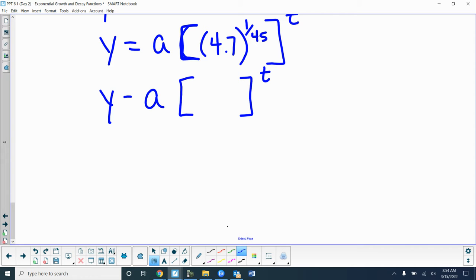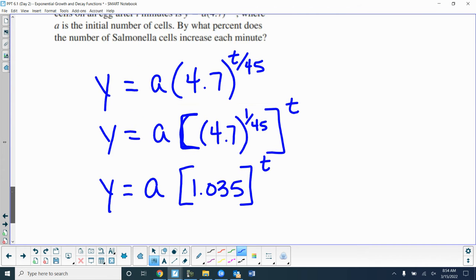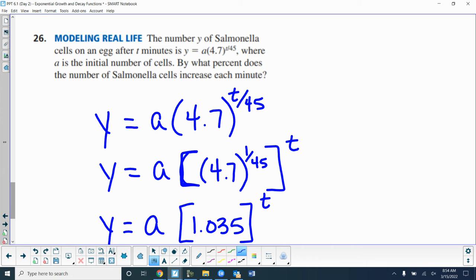1.034. Actually, if I go, it was 3.49, right? So now we can tell if it's growth or decay. All right? What's happening? Growth, right? That makes sense, right? Look at the problem. It's talking about salmonella eggs growing, right? Increases, right? So it's a growth problem.